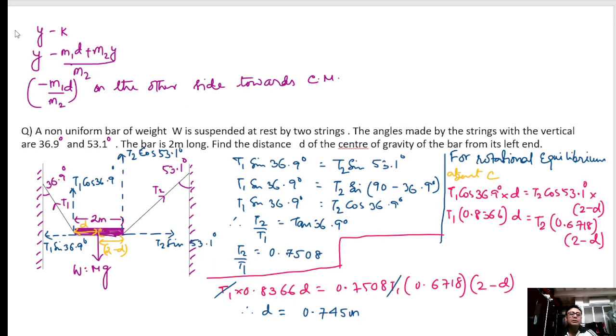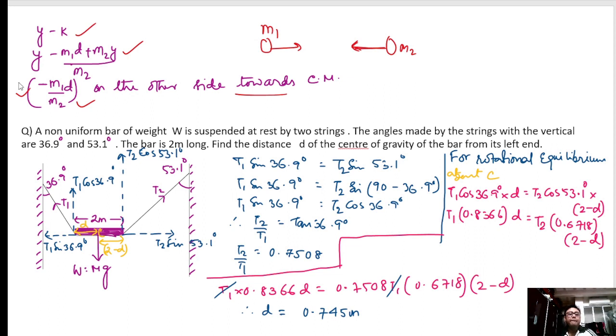So y minus k, and we calculate it, it is coming minus m1d by m2. That means I will move on the other side. If m1 is moved on this side, m2 will be moved on this side. That is what they are telling by the minus sign.